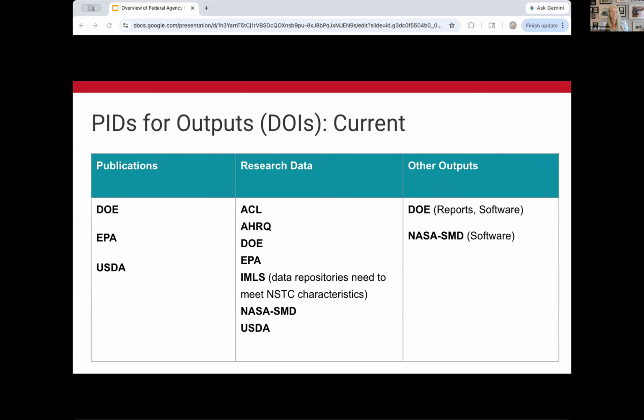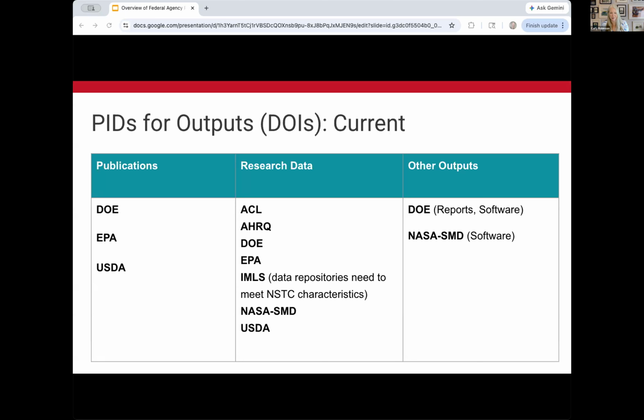And then quickly switching gears to persistent identifiers for outputs, which is most commonly DOIs at this point. There are agencies that already have these requirements in place, so that's what this is. So some have requirements for publications. Typically, this is the agency requiring that a DOI for the publication be collected within the metadata because publishers are assigning those. For data, the persistent identifier is typically assigned by the repository hosting the data, but might be assigned by the agency and is typically collected when reporting those outputs to the agencies.